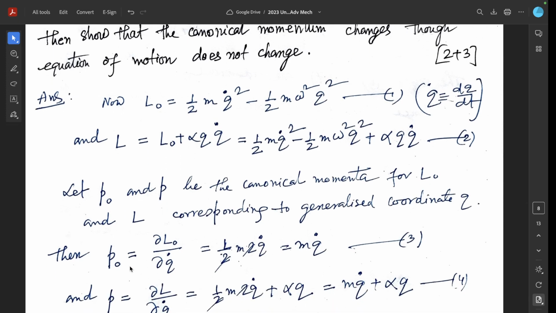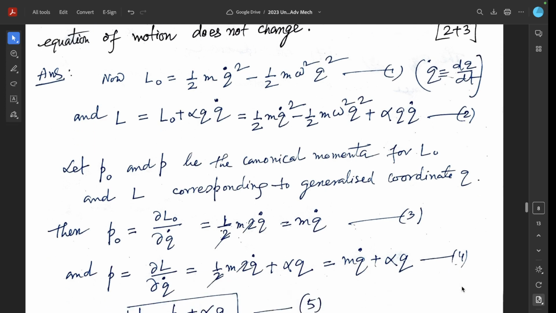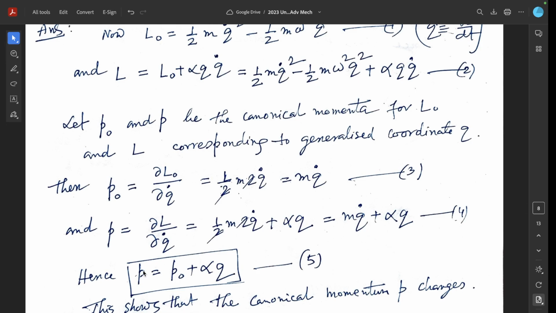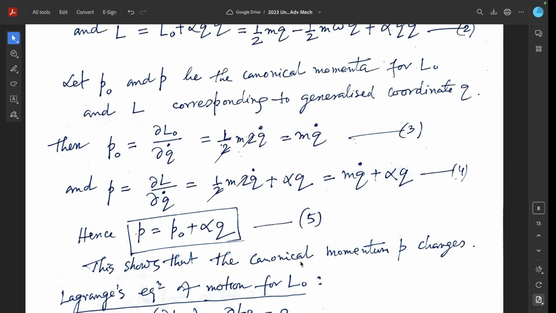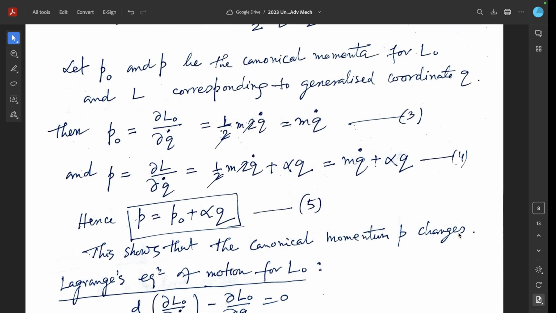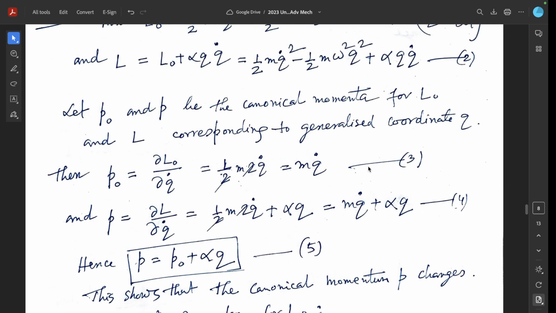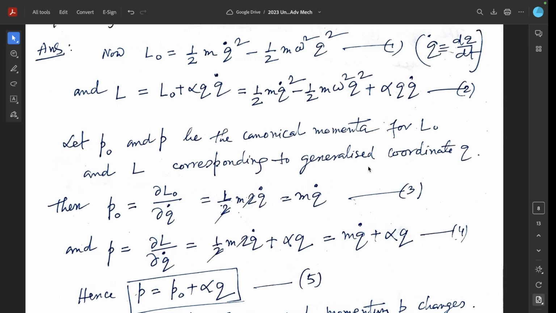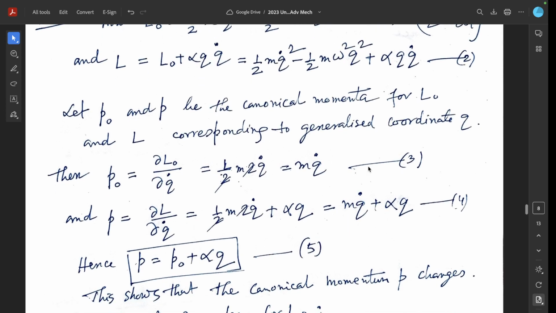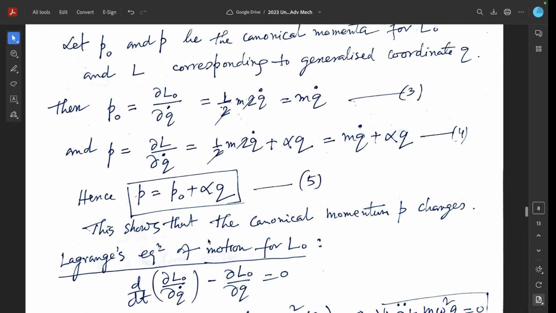So p0 equals del L0 by del q dot, which equals m q dot, equation 3. And p equals del L by del q dot, which equals m q dot plus alpha q, equation 4. Obviously, p equals p0 plus alpha q. This shows that the canonical momentum changes, because p0 is the momentum for L0 and p is the momentum for L. So expression 5 shows that the canonical momenta change.